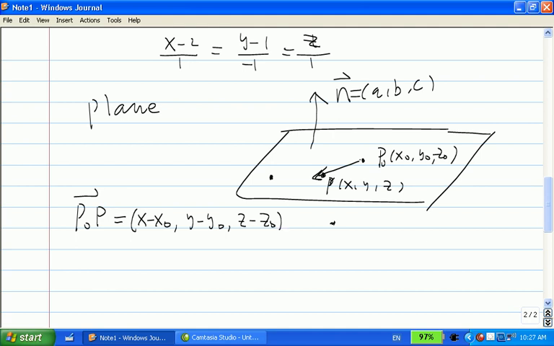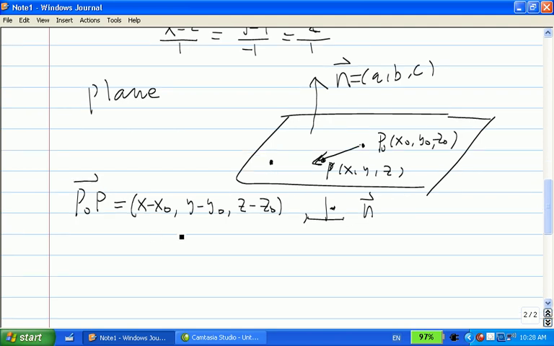Okay, if point P is on the plane, then this vector will lie on the plane, right? So now what can you say about vector P0P and the vector n? Obviously they are perpendicular to each other, right? Because one vector is lying on the plane, and another vector is perpendicular to the plane. So they must be perpendicular to any vector that lies on the plane.